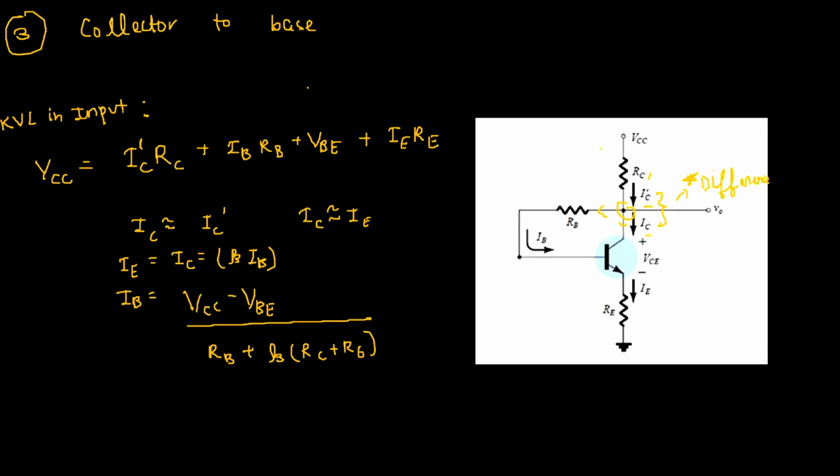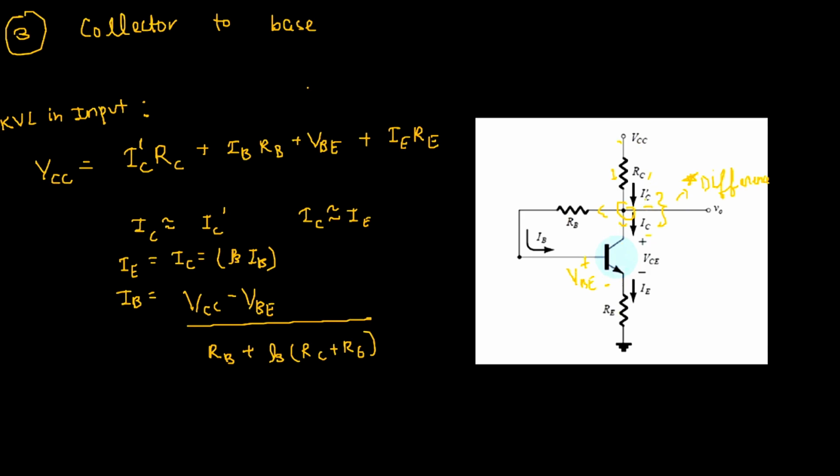So now let's apply KVL on the input side. We get VCC is equal to IC dash into RC. The current flowing through this resistor is not IC, it's IC dash, plus IB into RB, plus the voltage VBE over here, plus IE into RE.